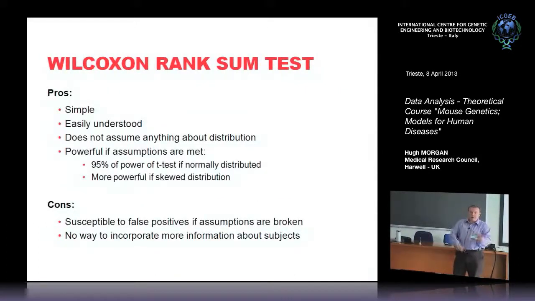So the pros, again, it's very simple to do. If anything, it's less computationally intensive than the t-test, but it's quite easy to do. It's easy to understand, whereas it's not used as much in the community as the t-test. It's used quite a bit, and importantly, the results look very similar. So it's easy to explain what you're doing. It doesn't assume anything about the distribution.